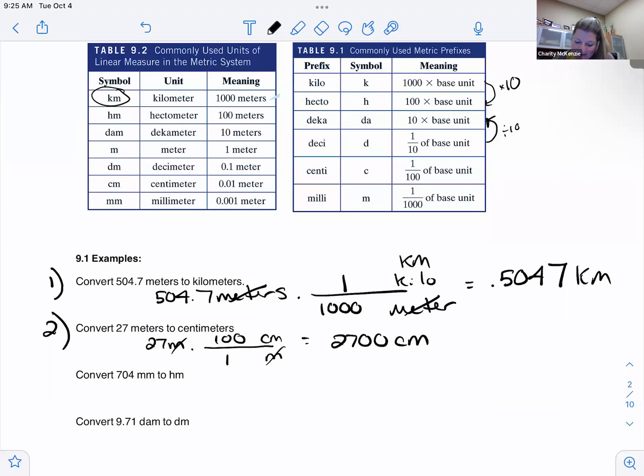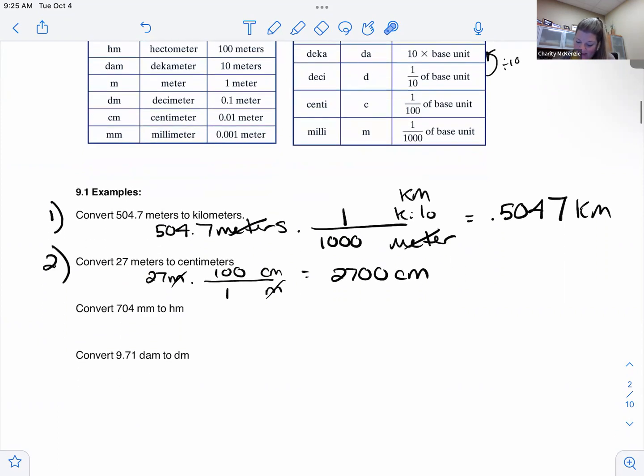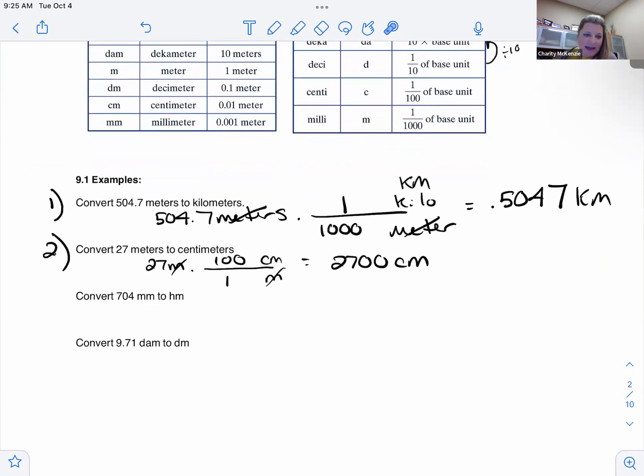The other way I could have done it, which is the way that I automatically think of, is, oh, 2 places down. So take my number and times it by 10 twice, or move the decimal 2 places to the right. That's another way to get there. Do I care which way? No.